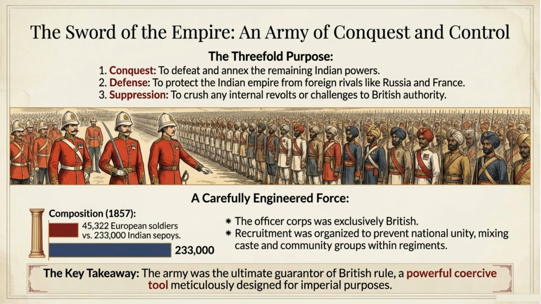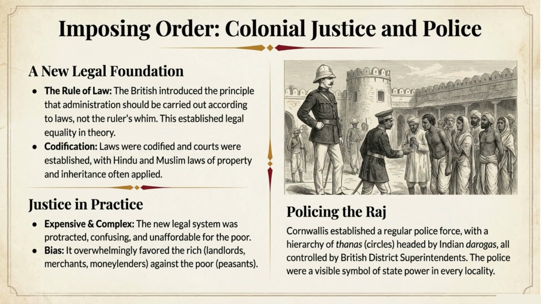The army served a threefold purpose: conquest, defense, and suppression of internal revolts. This coercive tool was carefully engineered, with the officer corps exclusively British, and recruitment structured to prevent national unity among Indian sepoys. The British introduced legal codification and the rule of law. However, in practice, the system was expensive, complex, and overwhelmingly biased, favoring the rich over the poor. The police force, headed by British district superintendents, became a visible symbol of state power.